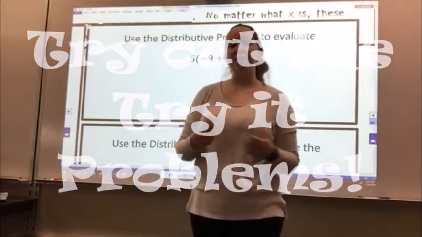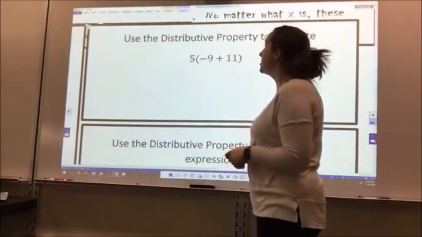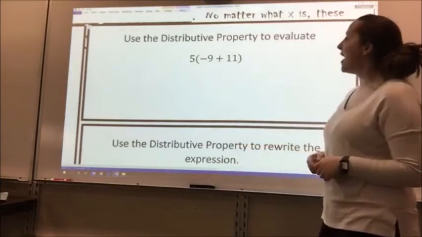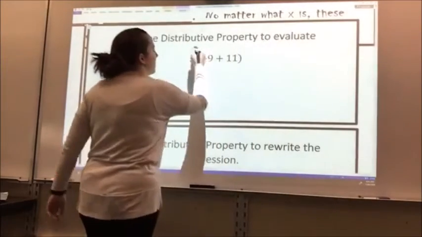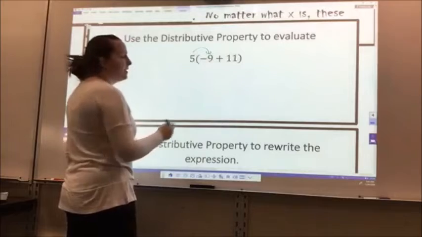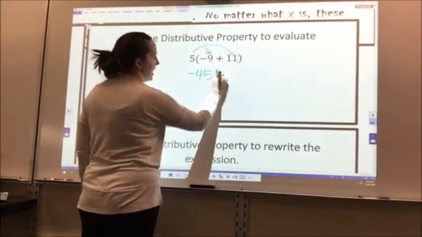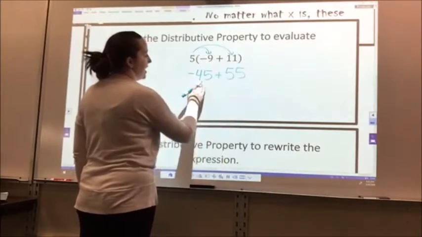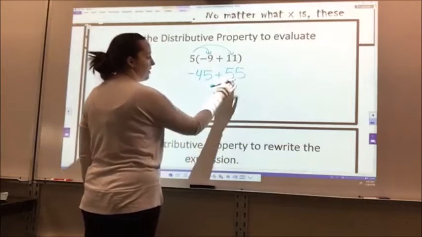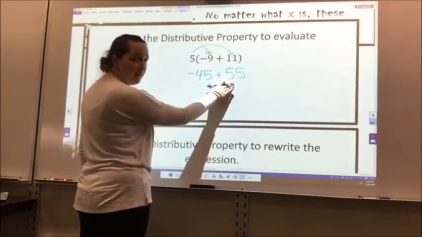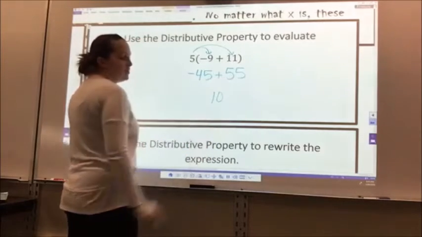All right, now that you've had a chance to try out the try-it problems, let's go over the answers together. So the first one says use the distributive property to evaluate 5 times the quantity negative 9 plus 11. So I'm going to use my distributive property. 5 times negative 9 gives me negative 45. 5 times 11, remember keep your sign, gives me 55. So negative 45 plus 55 is positive 10. Negative plus a positive, you subtract them. 55 minus 45 gives you 10. 55 is bigger and it's positive, so my answer is positive.